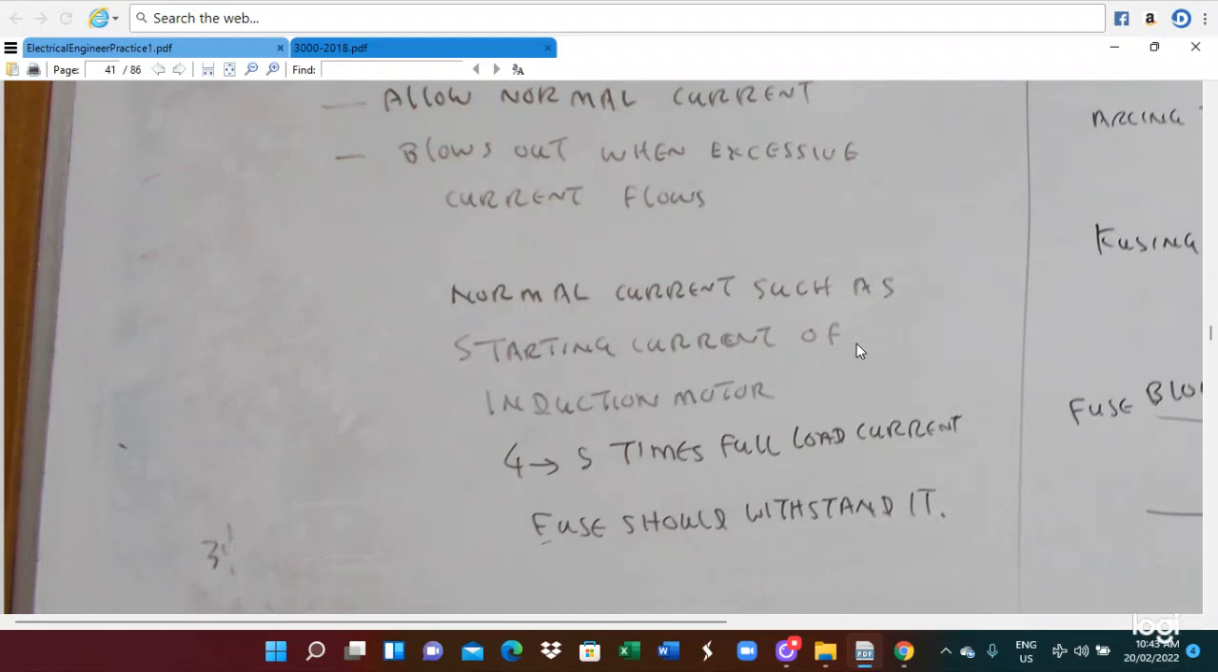Because three-phase induction motors draw 4 to 5 times the full load current, the fuse should withstand it for that time. When you start the three-phase induction motor, the current will be higher than the normal current. It can rise up to 4 to 5 times. This will be for a very few seconds that the current will rise. Therefore, the fuse needs to withstand the current. So this is how the normal currents are calculated.